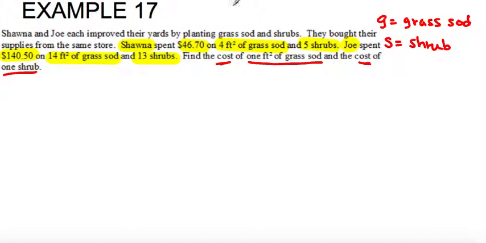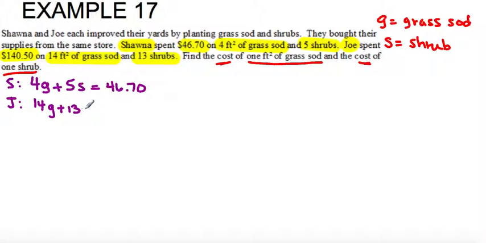Okay, so I set up my equations. I know Shauna is going to have an equation, and I know that Joe will have an equation as well. Shauna's equation, so we have 4 square feet of grass sod, so 4G, plus 5 shrubs, so 5S, equals 46.70. And then Joe will have 14 square feet of grass sod, plus 13 shrubs, for a total of $140.50.